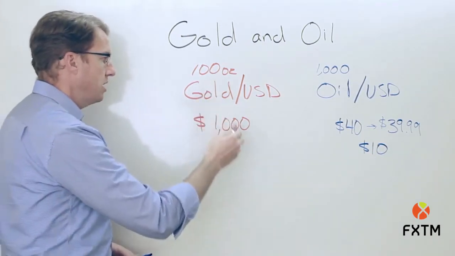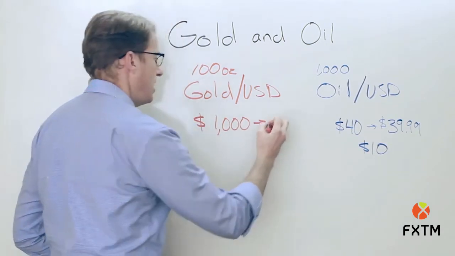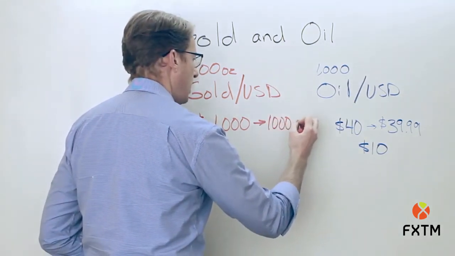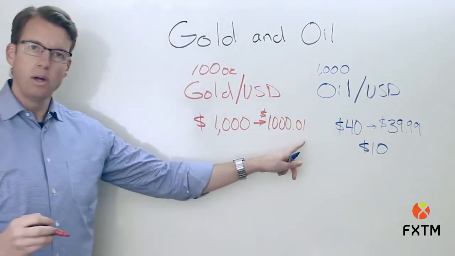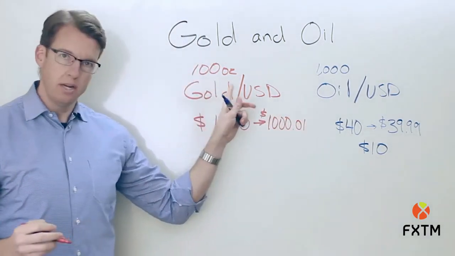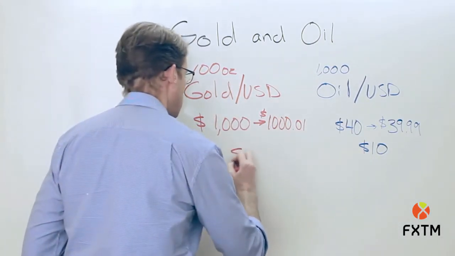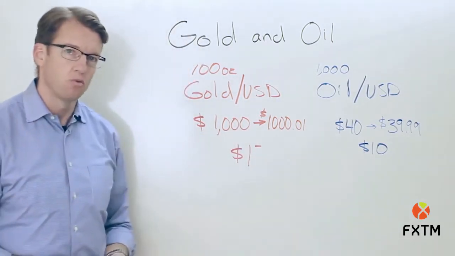Now over here, let's say, for example, that gold prices have actually improved in value to $1,000.01. So it's actually gone up a little bit. Well, we would take that 1 cent times 100 ounces. That means that improvement is worth $1 to the long side, or to the short side it would be adverse to the tune of $1.